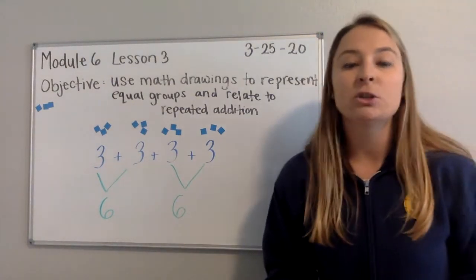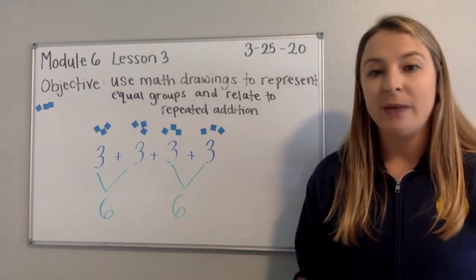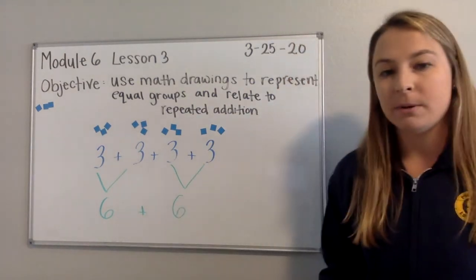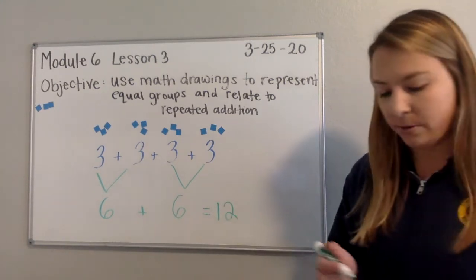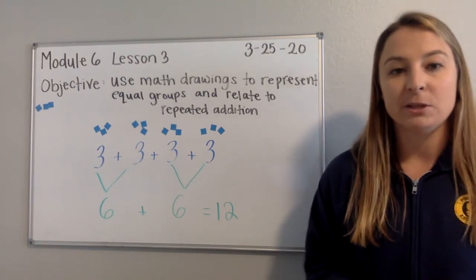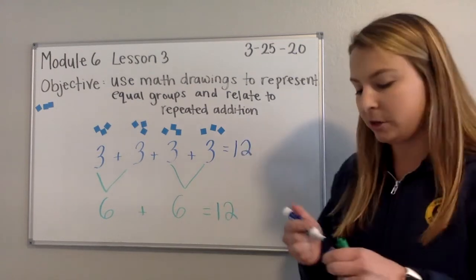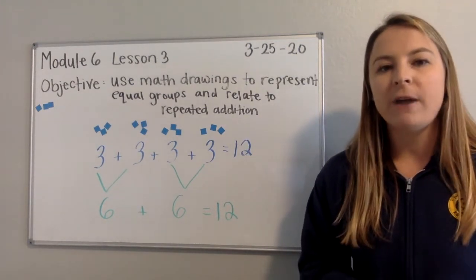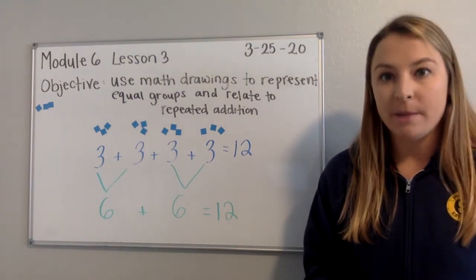Now I haven't changed my picture at all. I've not taken any counters away. I've not added any new counters. So if I add 6 plus 6, which is my new number sentence, and a doubles fact, I will get a total of 12 counters. Now if I go back to my original number sentence, 3 plus 3 plus 3 plus 3, I would also get 12 counters. That's important to note here. We don't want different answers. We're just trying to find a more efficient way to add those numbers together in a quicker number sentence.